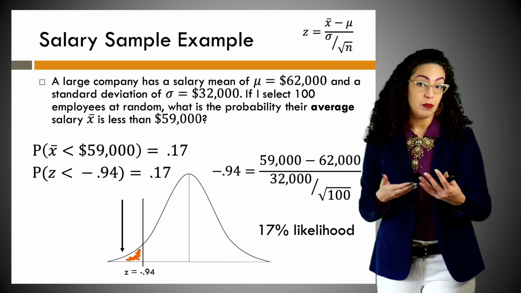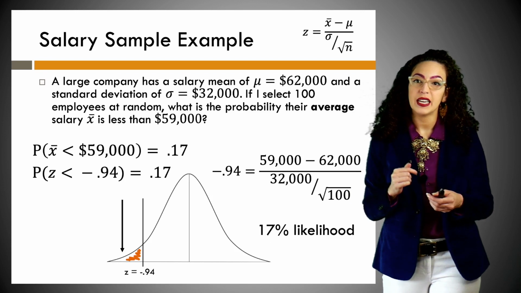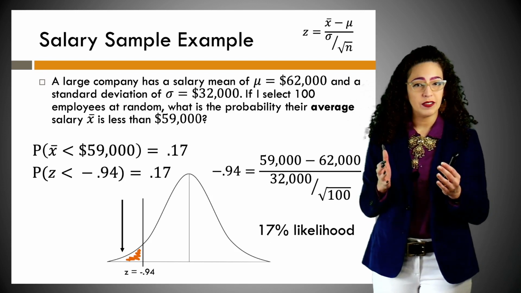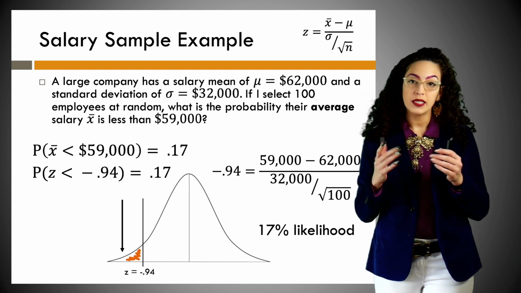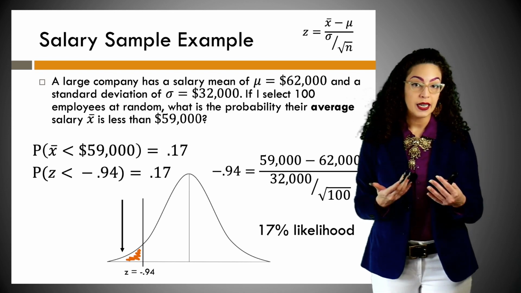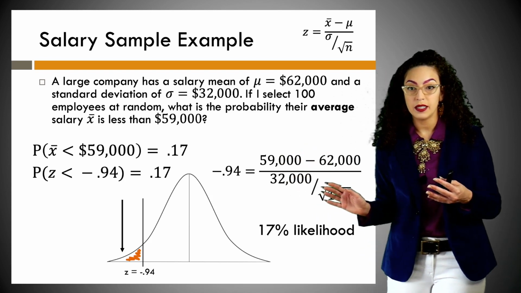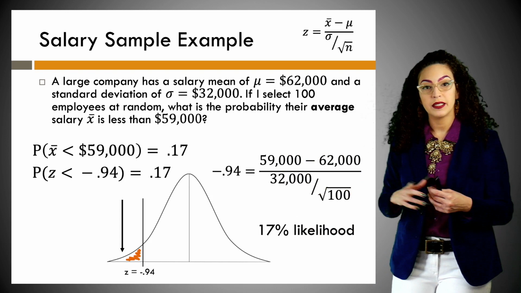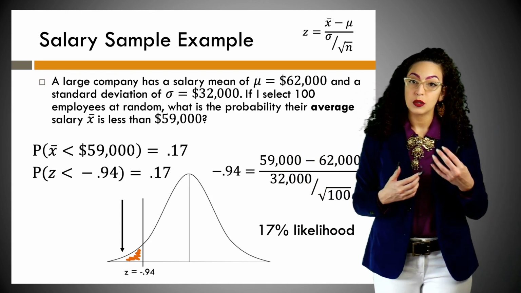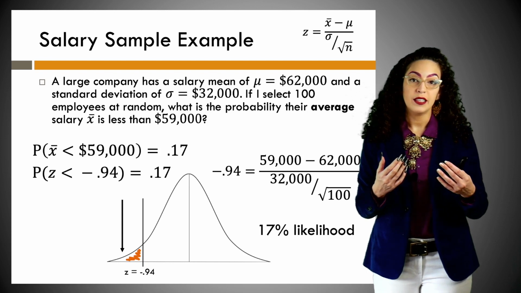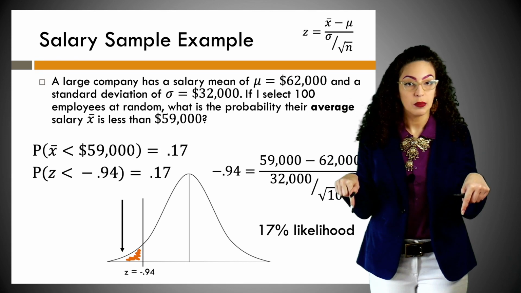Now let's do that same problem again, but this time I want to know the probability of observing an average salary of $59,000 or less for a group of 100 people. What is that probability? We're going to set it up just like our previous example. All of this is the same. The only thing that we're adding new is dividing by the square root of 100. Remember, when we add in that square root of n part, that is going to increase our z-statistic, but it's going to decrease the probability.